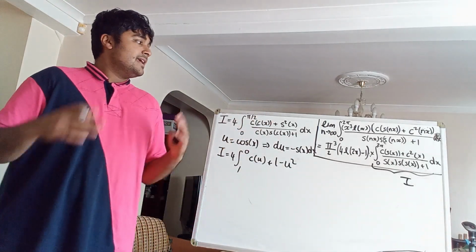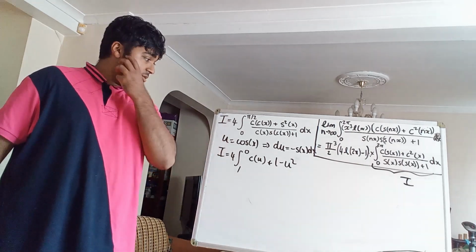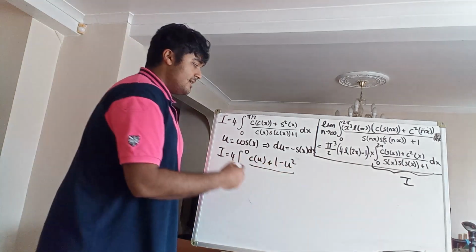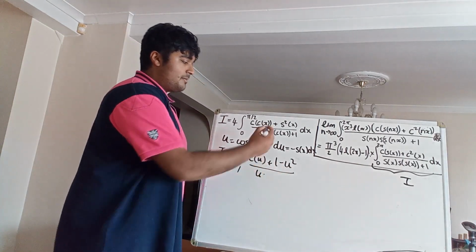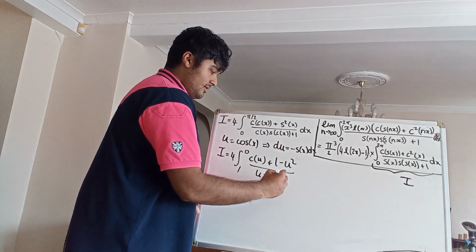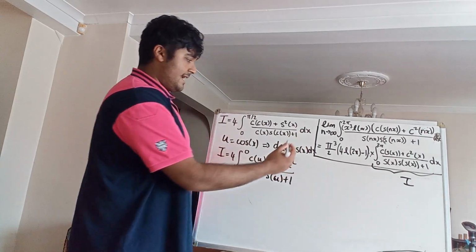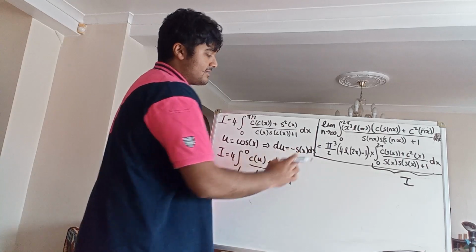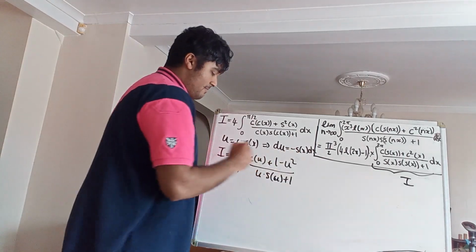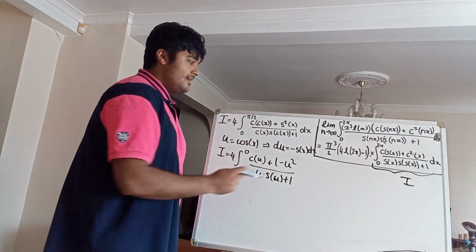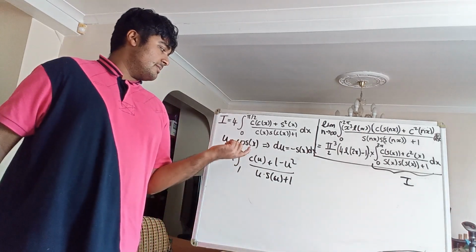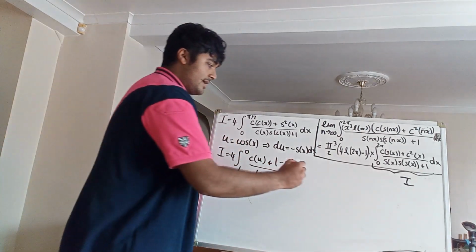So sine squared of x is 1 minus cos squared of x, so 1 minus u squared. And that's divided by cosine of x, so u, multiplied by sine of u plus 1. And then dx is just minus sine of x dx. So that's going to be minus, which I'll bring out the front, minus here, sine of x, which is just going to be the square root of 1 minus u squared.